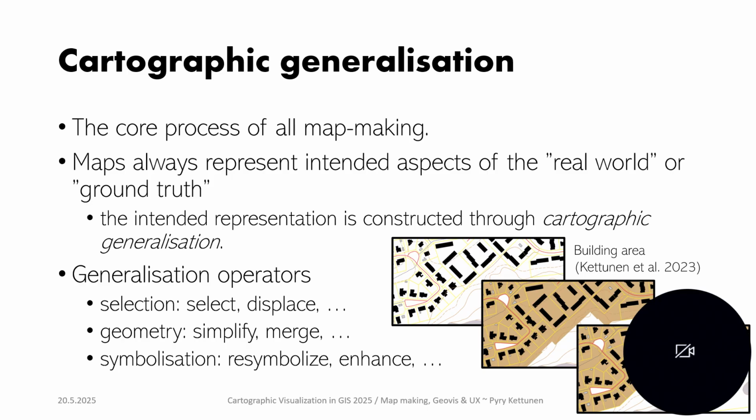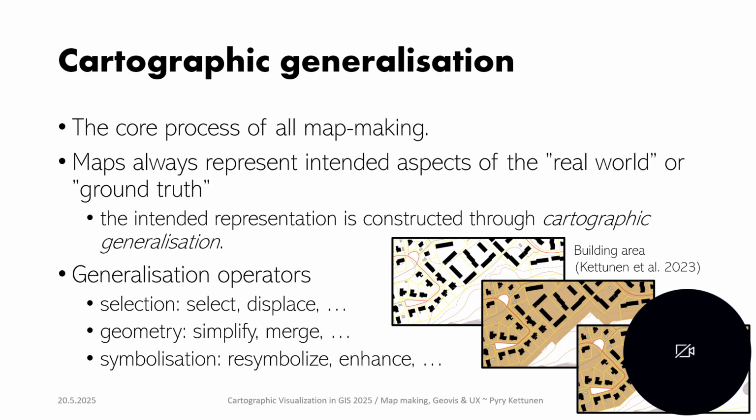And in the selection phase, there can be displacement made for the objects to show them more visibly on the available display space that is in use. Then there are geometric generalization operations for simplifying the objects, lines, for example, making lines more straight or simplified. Then merging buildings together to create agglomerations of residents, for example.